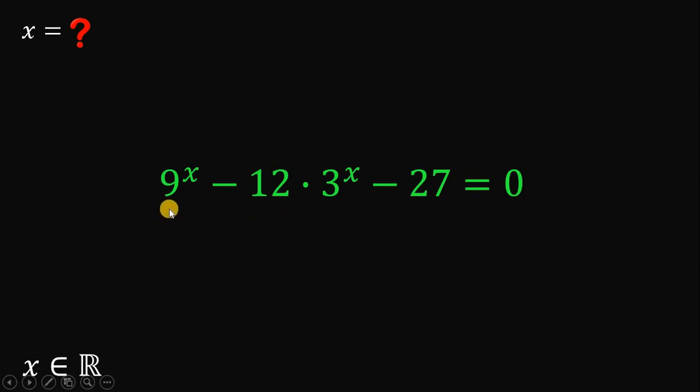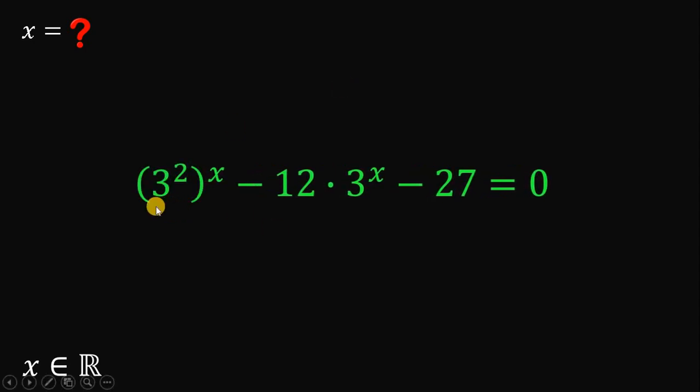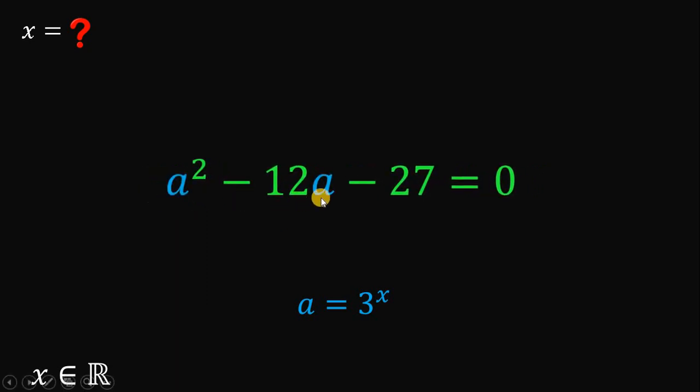Take note that this 9 is just 3 squared. Now, this expression, 3 squared raised to x, can be written as 3 raised to x, raised to the power of 2. Now we have a common term, 3 raised to x. To make this equation simple, let a be equal to 3 raised to x. Therefore, our equation becomes a squared minus 12a minus 27 equals 0, wherein a is just 3 raised to the power of x. So our goal now is to solve for the value of this a.